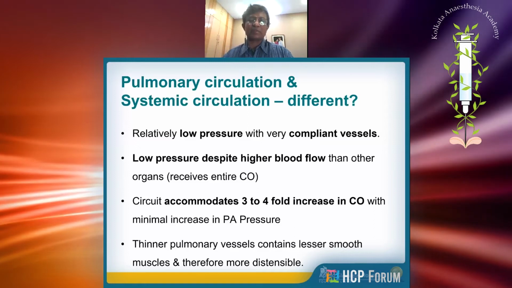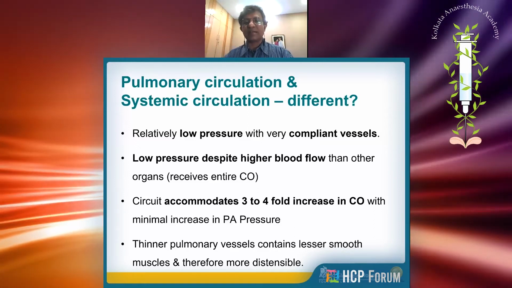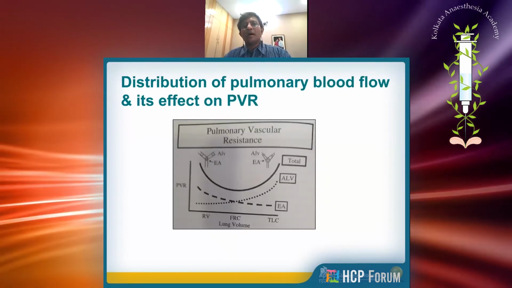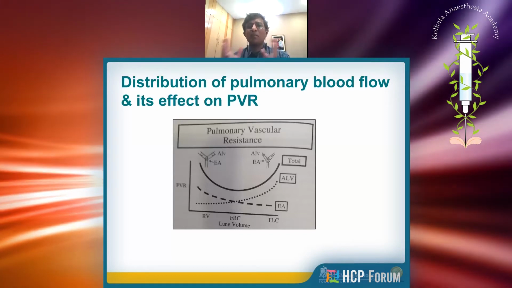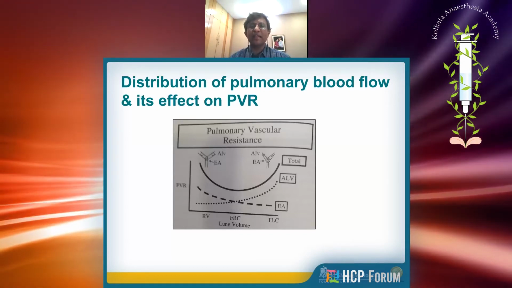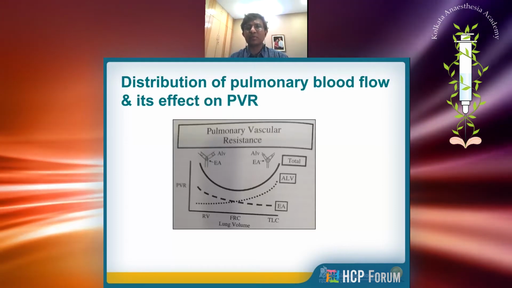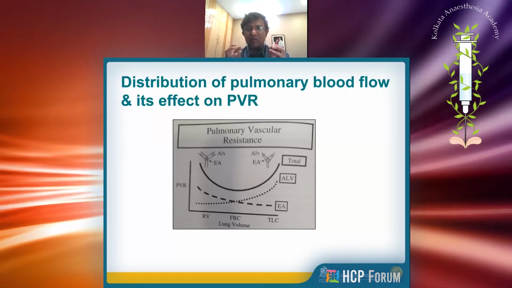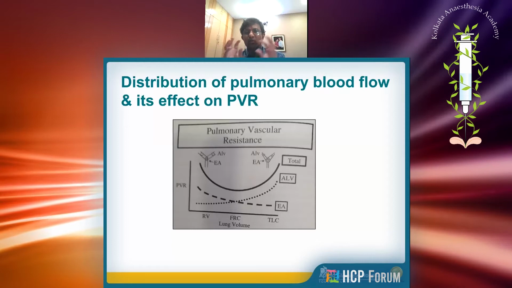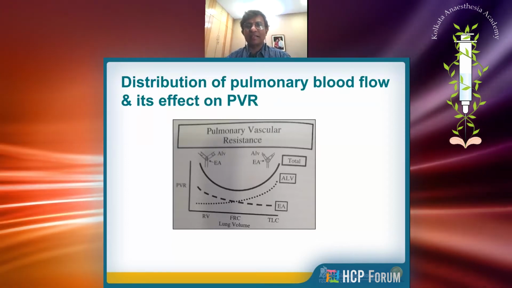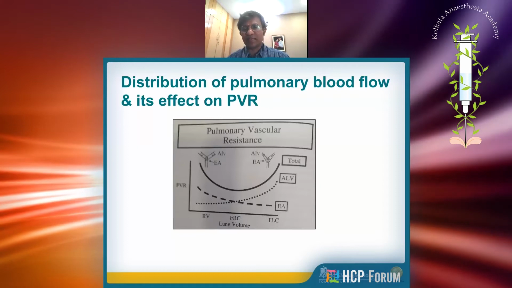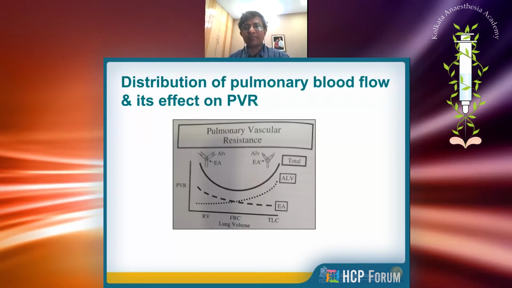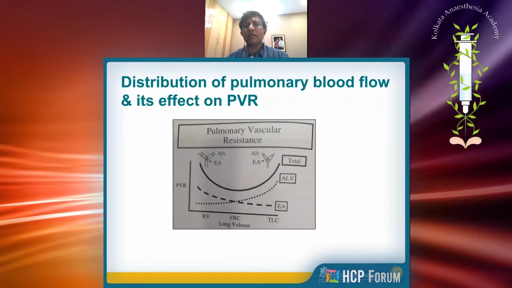And this is possibly because of the thinner pulmonary vessels, which contain less smooth muscle and therefore are more distensible. This diagram, I think most of you would have already seen, shows how the distribution of pulmonary blood flow affects the pulmonary vascular resistance. And critical to understanding this is to understand that there are two types of vessels, the alveolar vessels and the extra-alveolar vessels. The alveolar vessels and the extra-alveolar vessels behave differently across the spectrum of inflation.